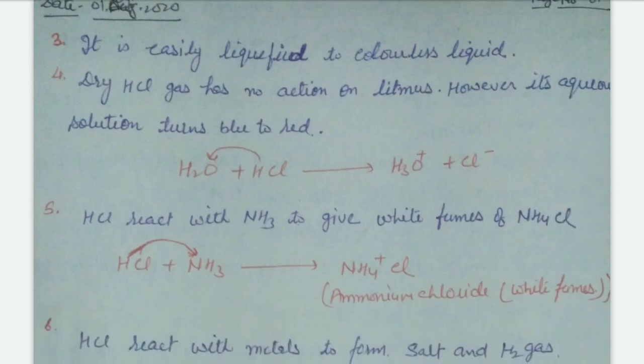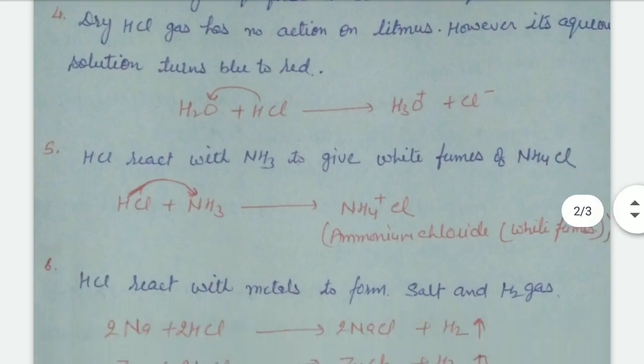Next, HCl reacts with NH3 to give white fumes of NH4Cl. We know that NH3 has one lone pair of electrons, therefore it acts as a Lewis base, and HCl is the acid. It has a tendency to lose hydrogen and forms ammonium chloride. Ammonium chloride gives white fumes.